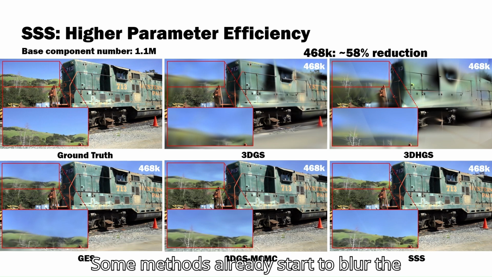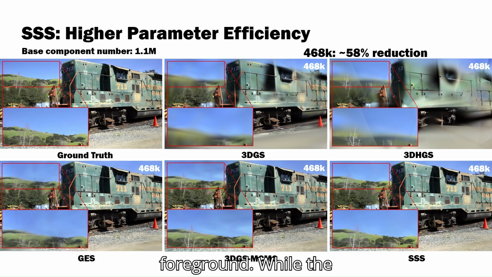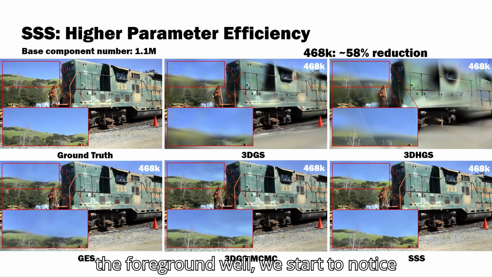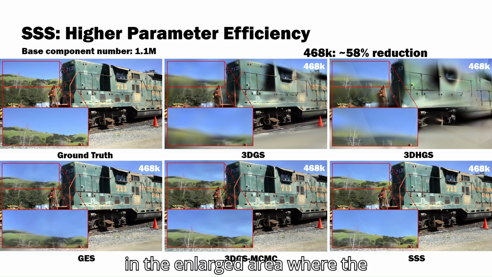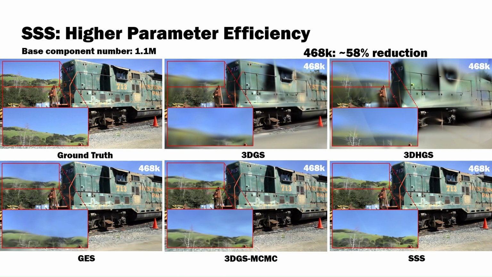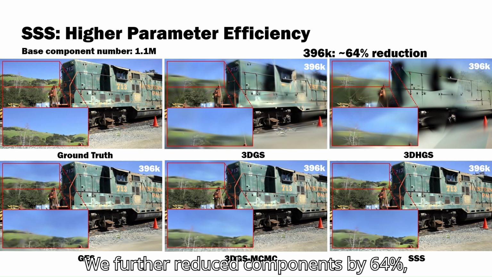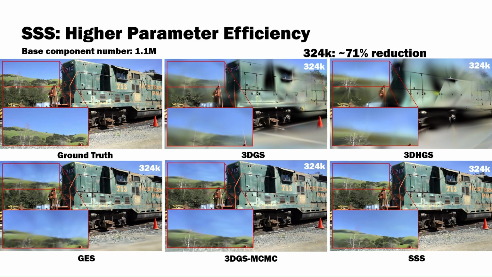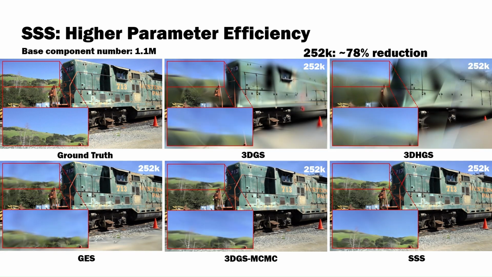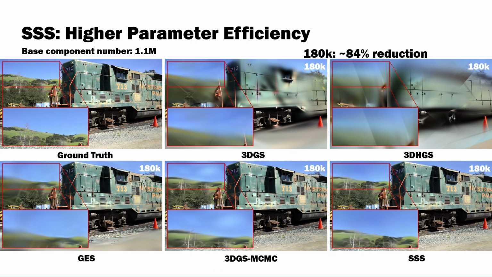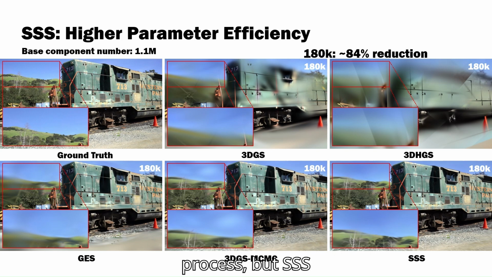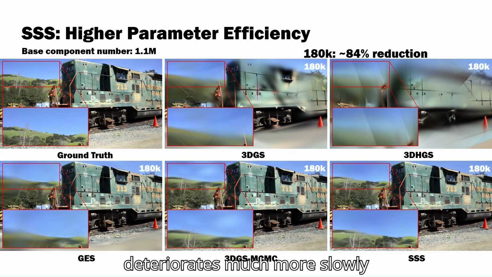Some methods already start to blur the foreground. While the methods at the bottom can still capture the foreground well, we start to notice the difference in the background, shown in the enlarged area where the homogeneous sky meets the heterogeneous hill. We further reduced components by 64%, 71%, 78%, and finally to 84%. All methods deteriorate during the process, but SSS deteriorates much more slowly comparatively.